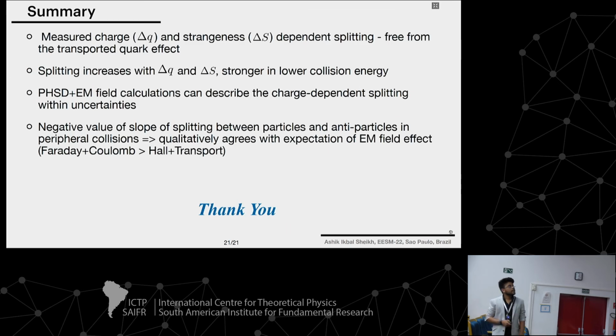So this brings me to my summary. We measured the charge and strangeness dependent splitting, which is free from the transported quark effect. This splitting increases with charge and strangeness, and we have seen the splitting is stronger at lower collision energy. We have compared PHSD, including electromagnetic field calculations, to describe the charge-dependent splitting, and we have found measurable agreement within the uncertainties. The negative slope of the splitting between particles and antiparticles in peripheral collisions qualitatively agrees with the expectation of the electromagnetic field, where we found that Faraday plus Coulomb effect dominates over Hall plus transport.